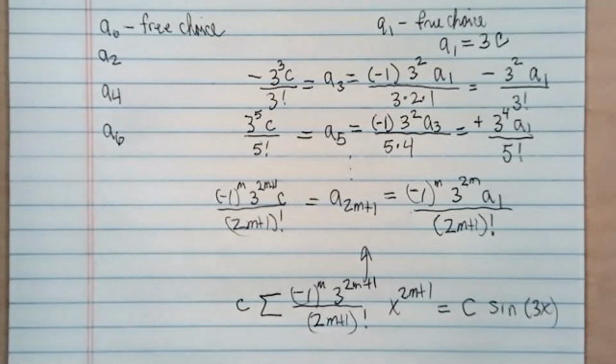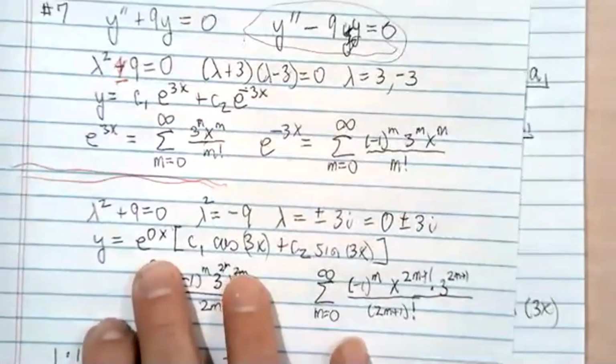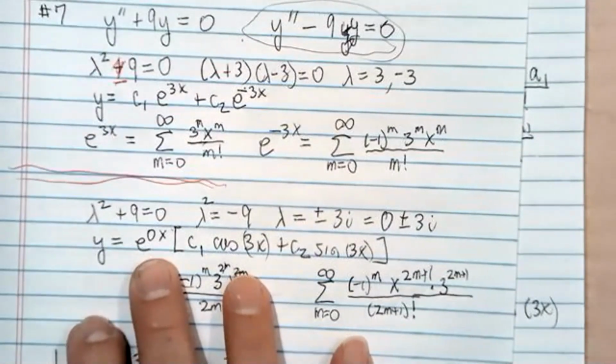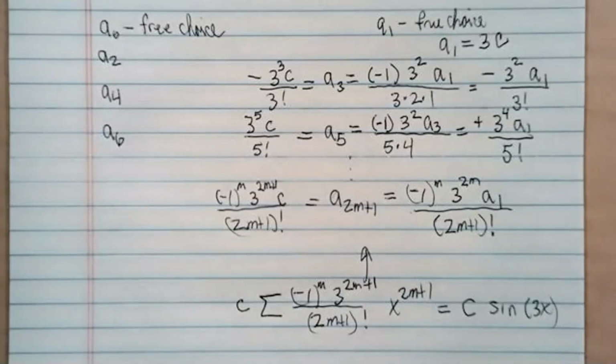And that works out fairly well in this case because we had an e to the 0x here. Had this been like an e to the 5x, this thing would be a nightmare. You could write down the series, but it would be really tough to translate that to an exponential times a sinusoid. That would be very hard.